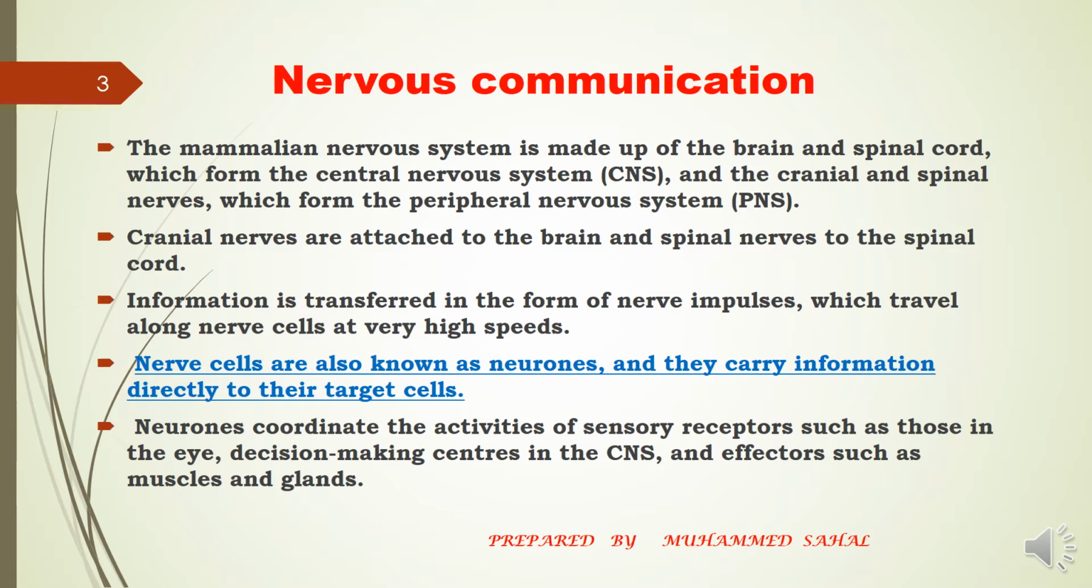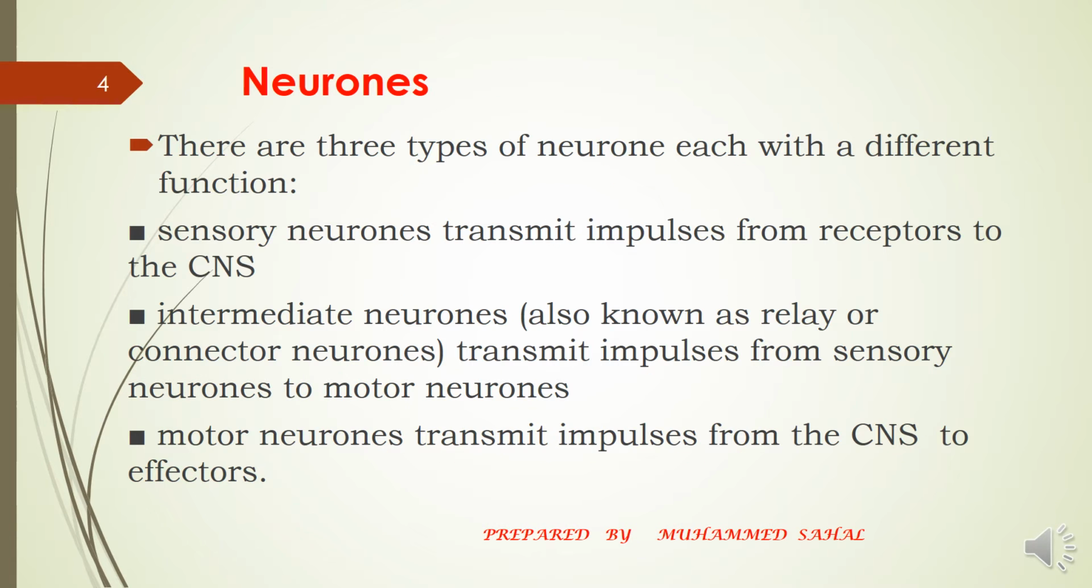Nerve cells are also known as neurons. They carry information directly to their target cells. These neurons are of three types: sensory neuron, intermediate neuron, and motor neurons. Sensory neurons transmit impulses from receptors to the central nervous system. Intermediate neurons transmit impulses from sensory neurons to motor neurons. Motor neurons transmit impulses from central nervous system to effectors.